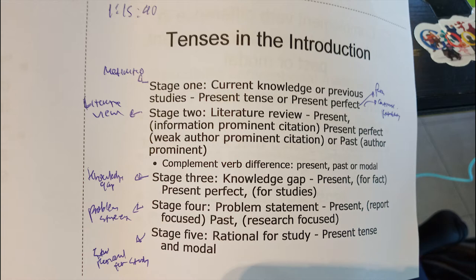This happened, then this happened, then this happened. If you use the present tense, everything's happening right now, and you can't show any sequence. So use simple past tense for your results. Your methodology will be in past tense.